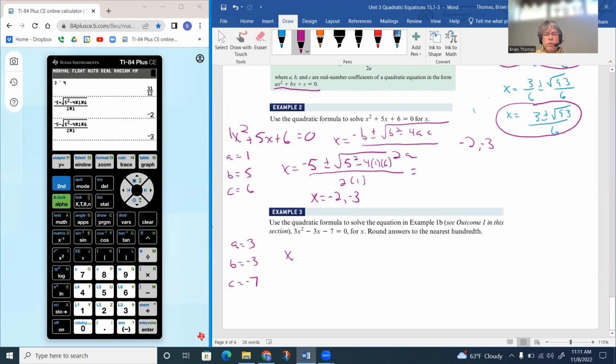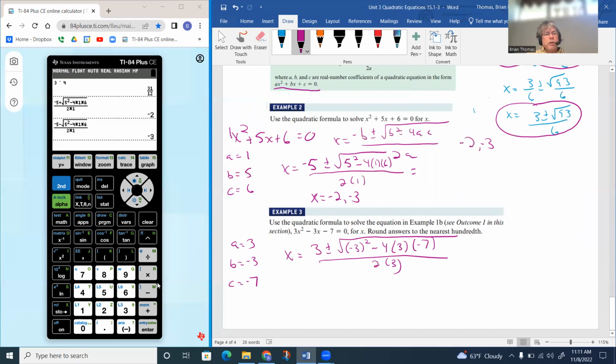So using the quadratic formula, we have to take the opposite of B. That's going to be a +3, plus or minus the square root of. Now the catch is, when you raise a -3 to the power 2, you have to put the -3 in parentheses. So (-3) squared. Otherwise, your calculator will do that incorrectly. Minus 4 times A, which is the 3. The C is the -7. And this is going to be over 2 times 3 on the bottom.